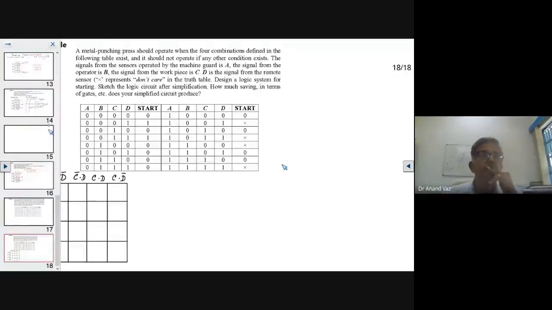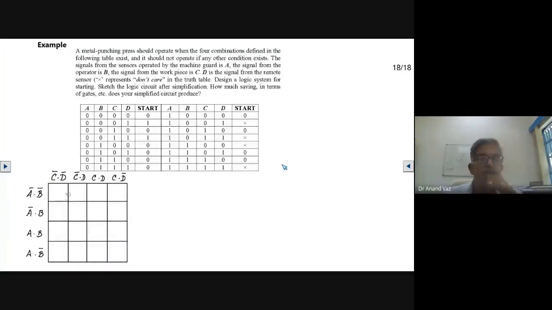So the first one over here, let's attend to this. So not A and not B, not C and D. So the one will come here. Okay. The next fundamental product can be identified here, not A and not B, C and D. So you have another one here. Okay. But that's not where everything ends.